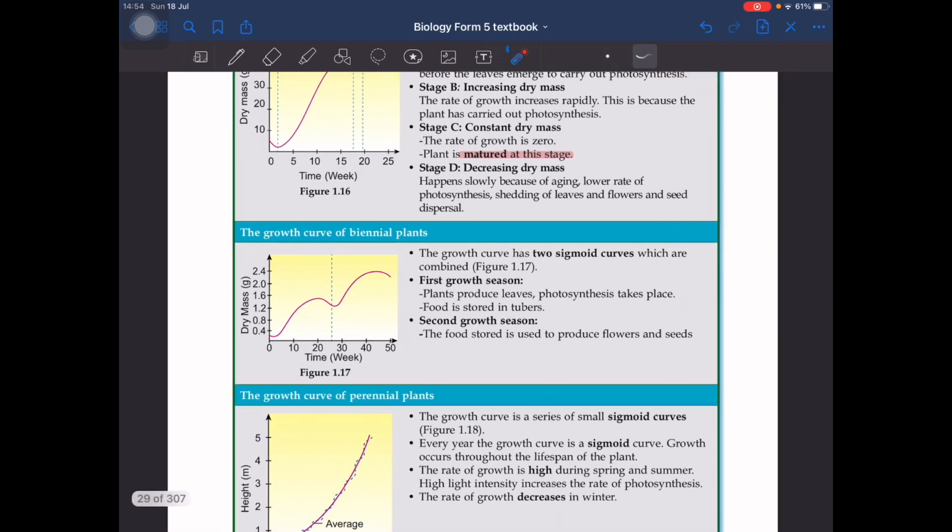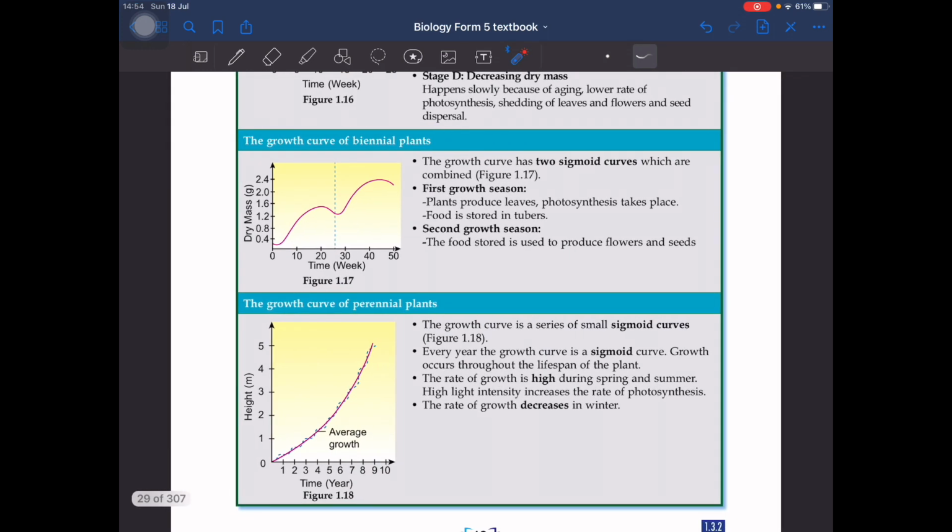Okay, second growth season. And then lastly, the easiest one to identify is the growth curve of a perennial plant, where it's just constant growth. However, that's just the, what is it called, the line of best fit, I think, if I remember that correctly, because the growth curve is actually just a series of small curves.